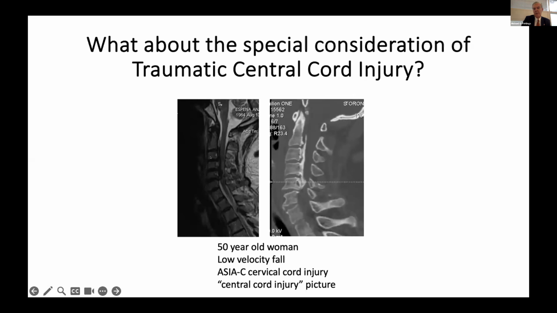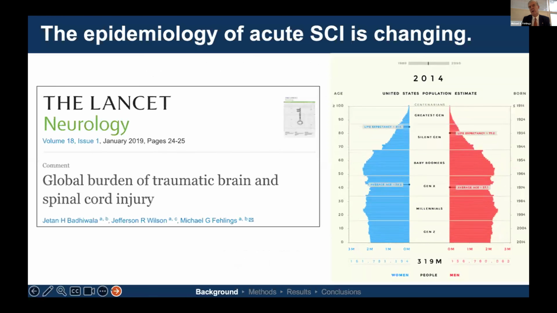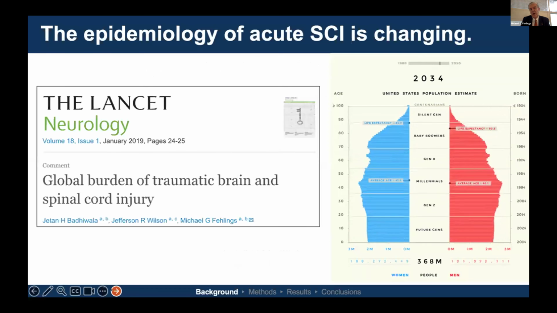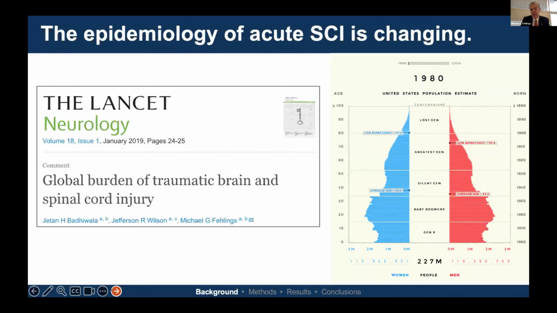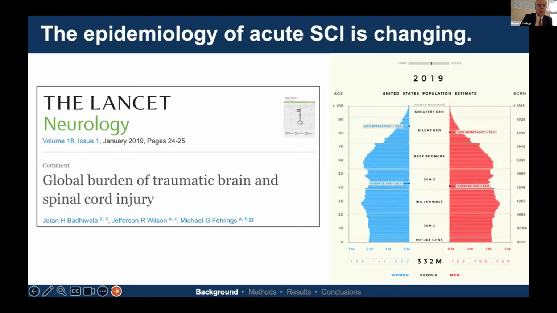She has significant OPLL and she's contused her cord. She's presenting with an ASIA C injury. And central cord injury is becoming quite important. We see with the aging population that the global burden of traumatic brain and spinal cord injury is continuing to be an important issue.